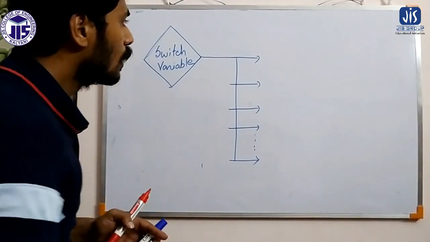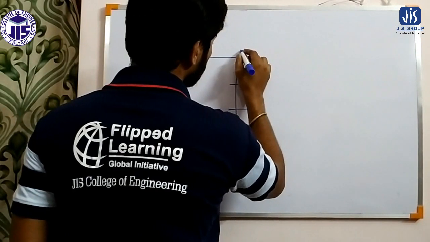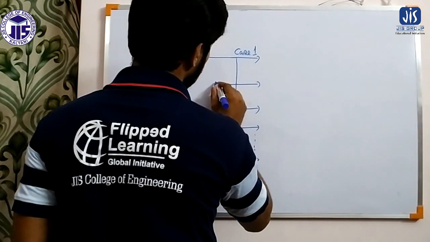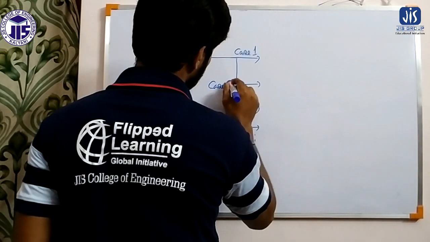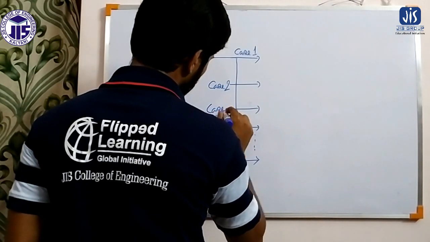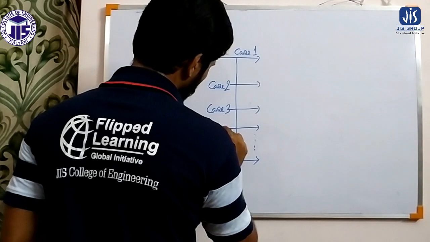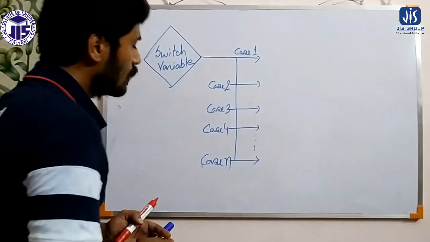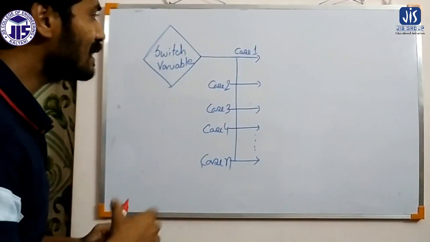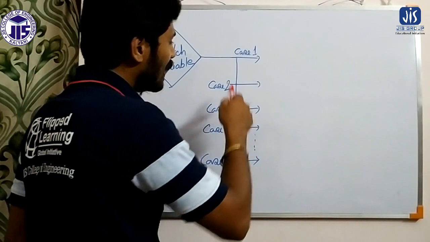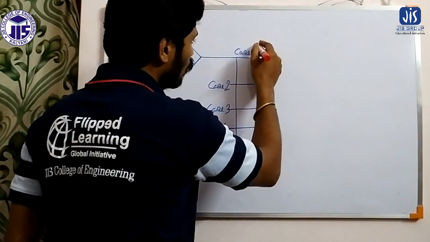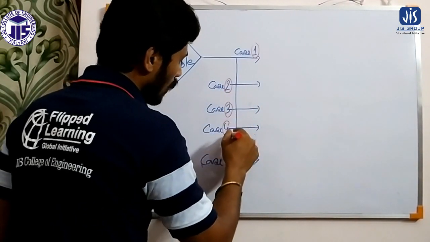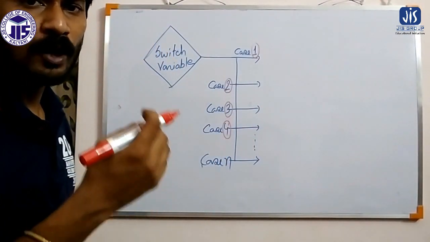Multiple options. Okay. Now, in that way we have multiple cases. What is a case? Case means this is case 1, case 2, case 3, case 4. So this is basically a value: case 1, case 2, case 3, 4. And this is called the case value.